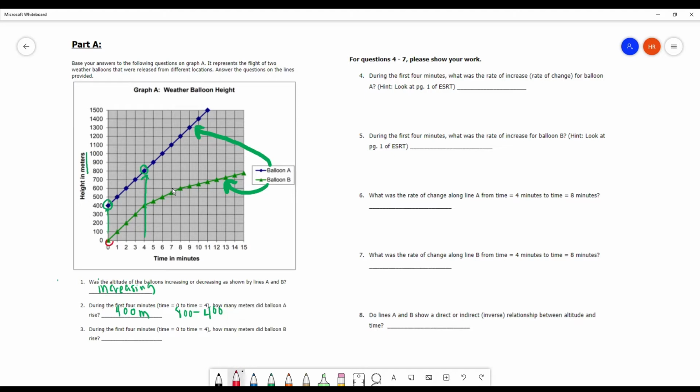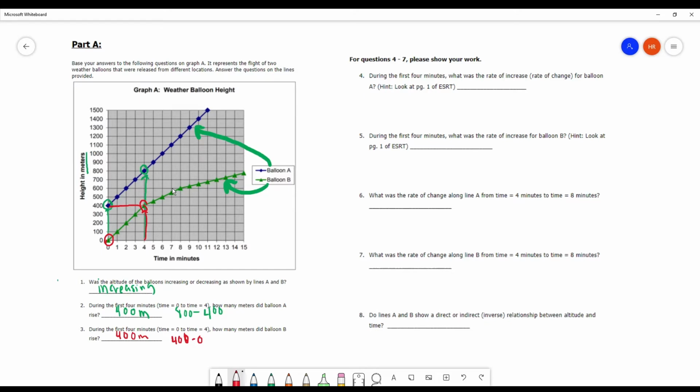Balloon B started at 0 time, and at 4 minutes is at 400. So 400 minus 0, that's going to be 400 meters. Awesome. We can go over here for question 4. That's going to be on your next page.